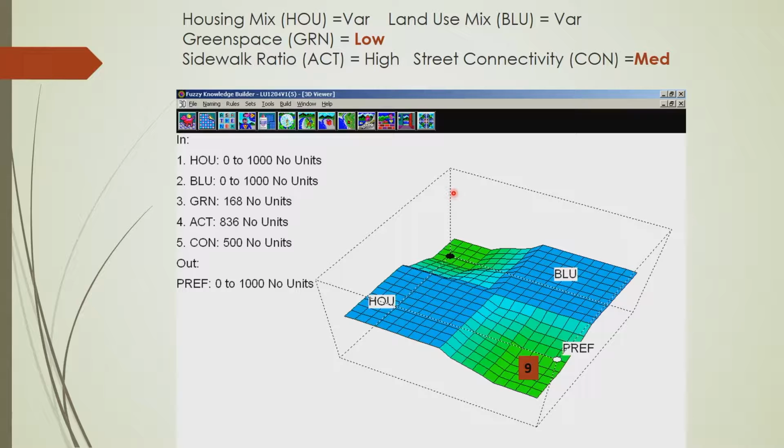BLU is land use. So here is all residential. Here is the highest level of land use that we talked about. So you see how that scale goes. Everything else is fixed. So green space, as I'm pointing out up here, the code means there's very little park space here. The sidewalk ratio is quite high, so there's quite a bit of walkability. Street connectivity is moderate, so it's somewhere in between the two samples that we looked at.